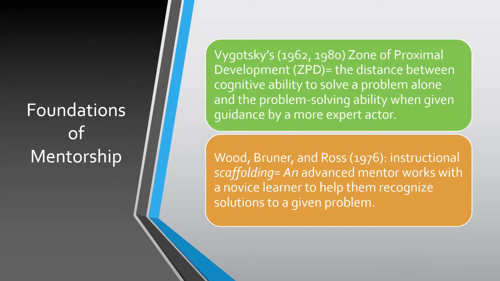We're also building off of the idea of instructional scaffolding, which was introduced by Wood, Bruner, and Ross in the 70s. And this is where a mentor with experience works with someone who is new to a concept or field to help them recognize possible solutions to a given problem, right? So we take zone of proximal development and instructional scaffolding, and that's what we're building. That's the theory for the mentorship that we're talking about today.